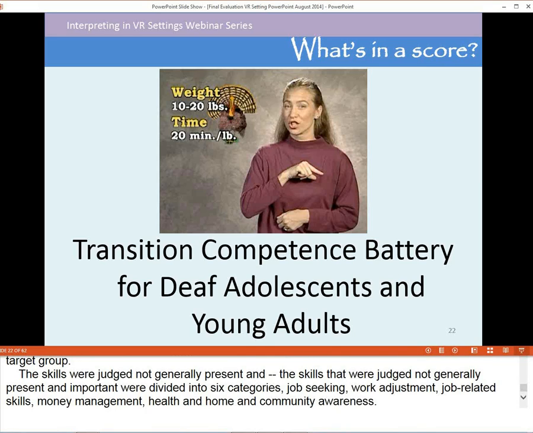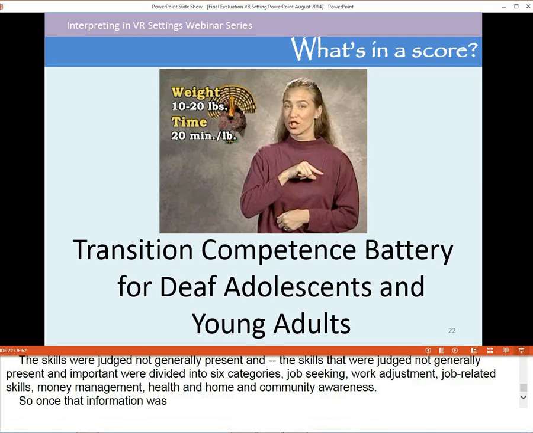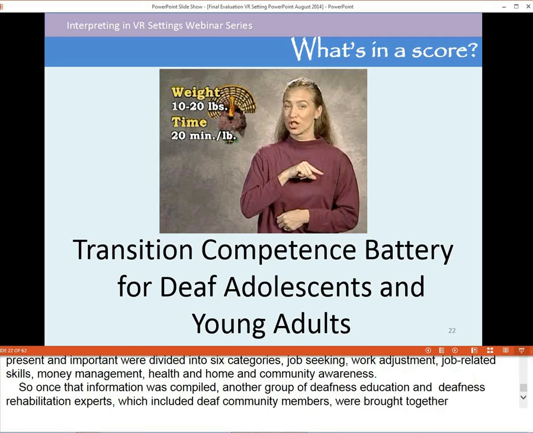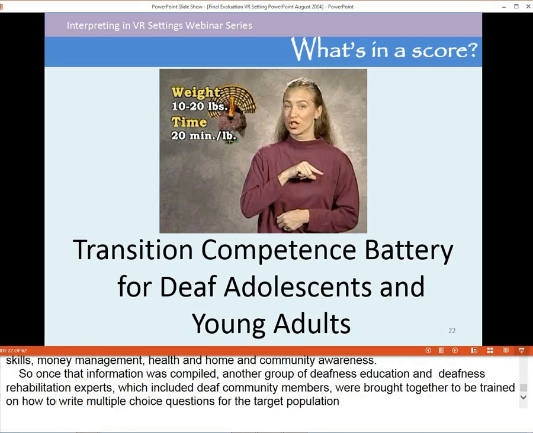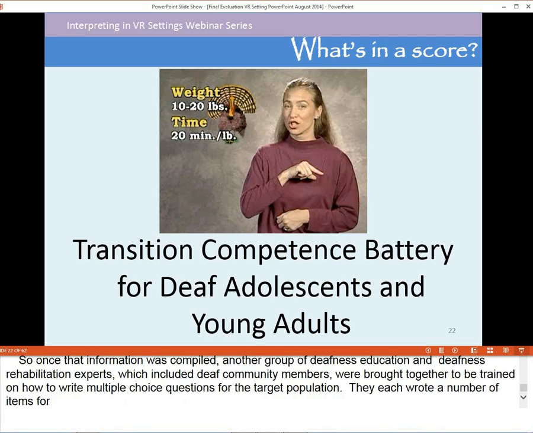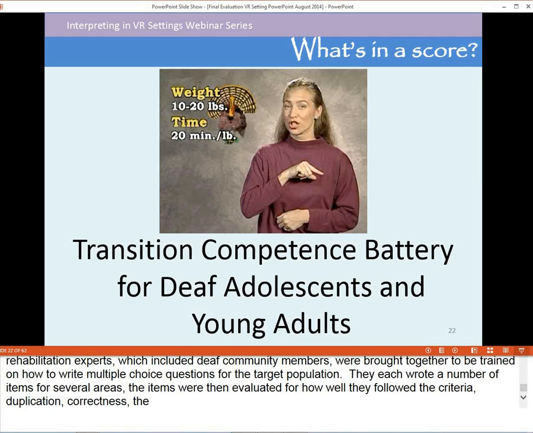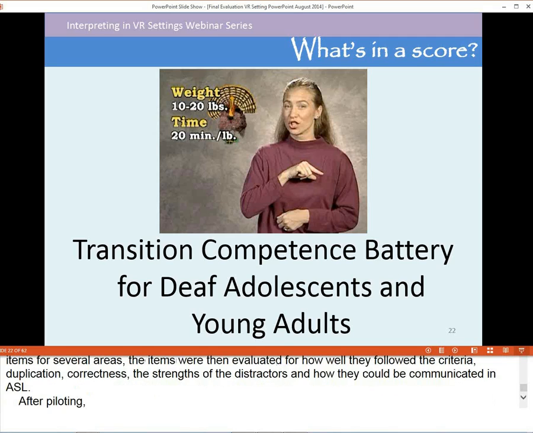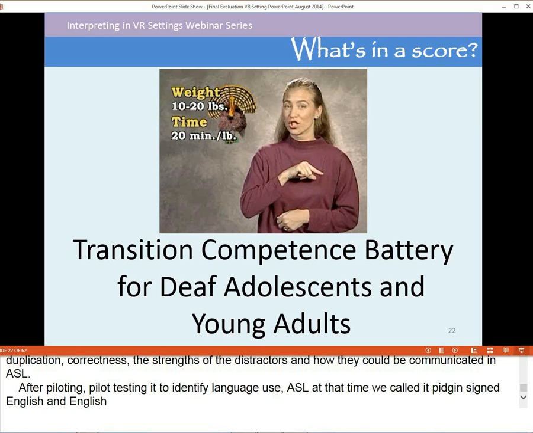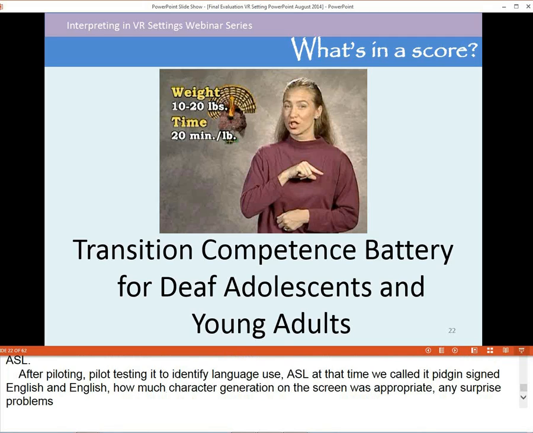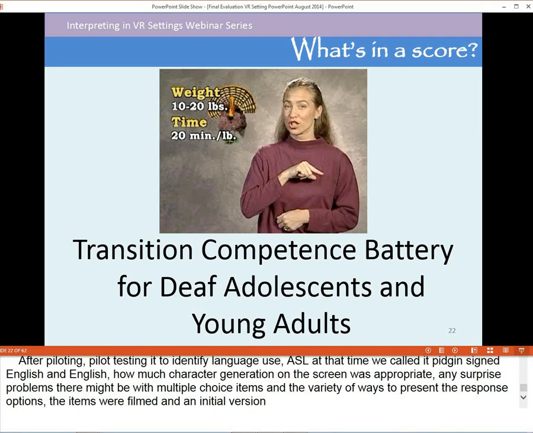So once that information was compiled, another group of deafness education and deafness rehabilitation experts, which included deaf community members, were brought together to be trained on how to write multiple choice questions for the target population. They each wrote a number of items for several areas. The items were then evaluated for how well they followed the criteria: duplication, correctness, the strength of the distractors, and how they could be communicated in ASL. After pilot testing it to identify language use, ASL, at that time we called it Pidgin Sign English, and English, how much character generation on the screen was appropriate, any surprise problems there might be with multiple choice items, and the variety of ways to present the response options, the items were filmed and an initial version of the 6 subtests was produced.